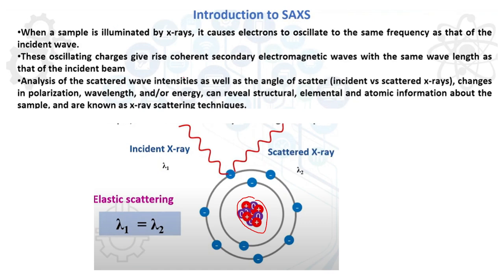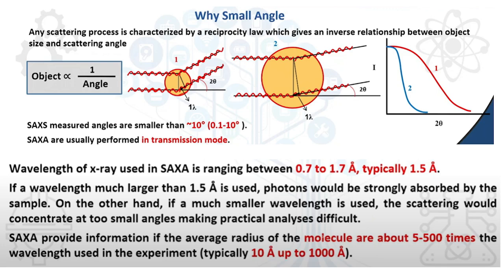Analysis of the scattered wave intensity as well as the angle of scatter, that is incident versus scattered X-ray, changes in polarization, wavelength and energy, can reveal the structure or elemental composition and atomic information about the sample. In case of elastic scattering, the wavelength of the incident radiation and scattered radiation will be the same. Now why small angle?